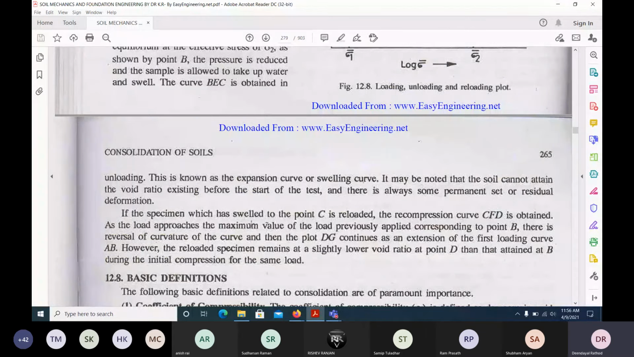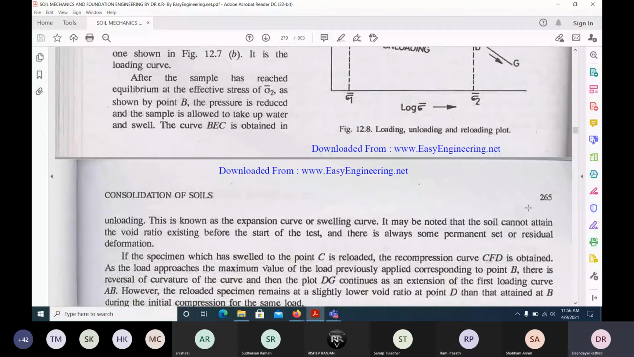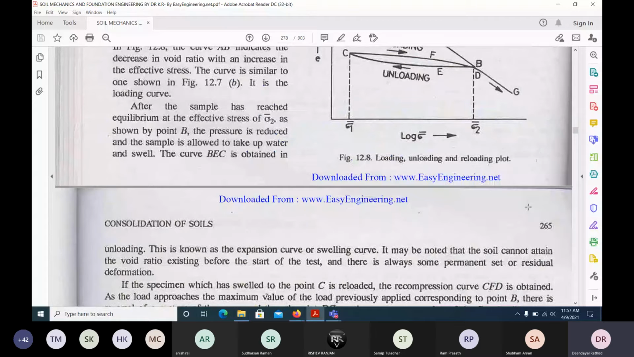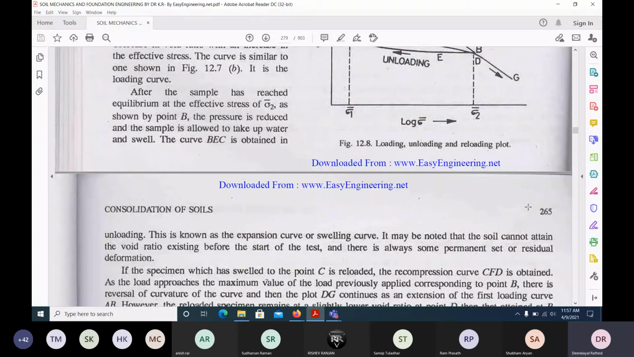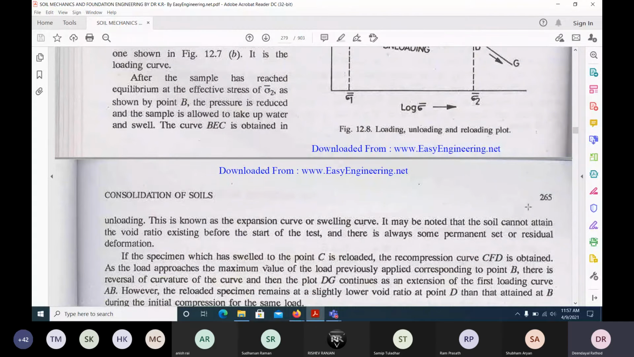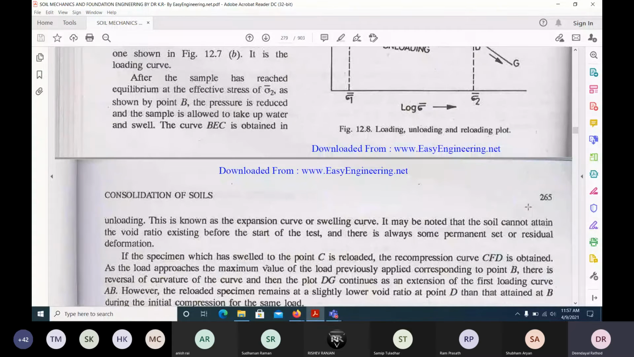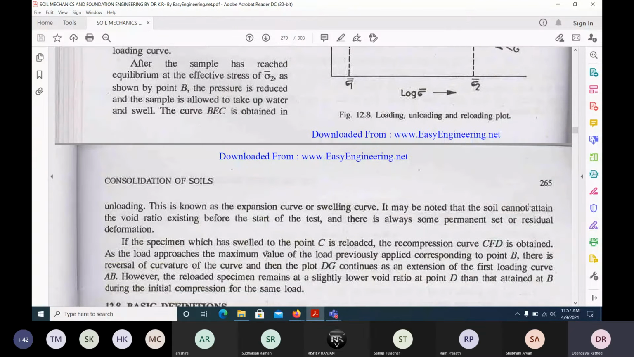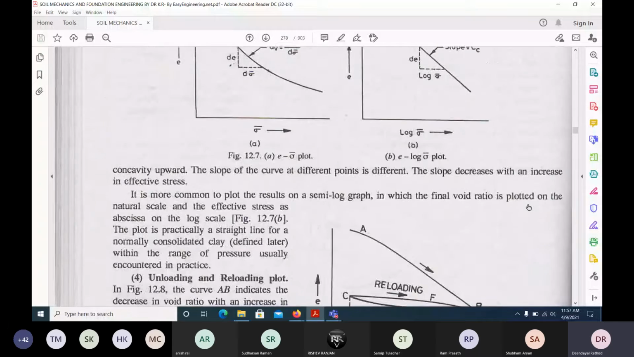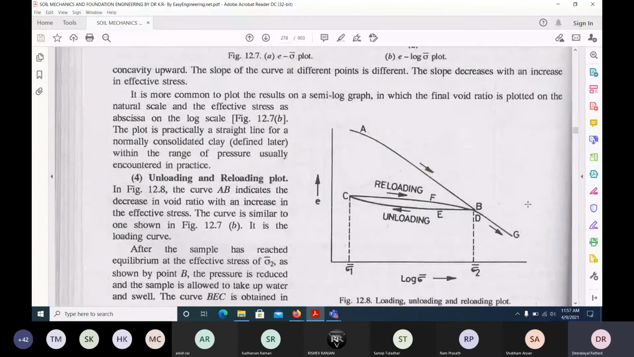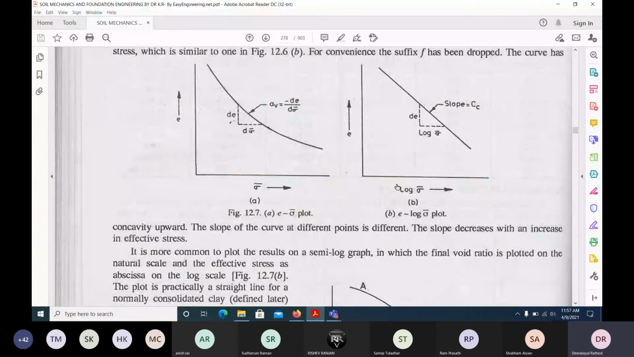If the soil specimen which has swelled to point C is reloaded, the recompression curve CFD is obtained. As the load approaches the maximum value previously applied, corresponding to point B, there is a reversal of curvature, and then the plot DG continues as an extension of the first loading curve. However, the reloaded specimen remains at a slightly lower void ratio at point D than at the starting point. This is what we generally do. Generally we plot the e-log P curve only.